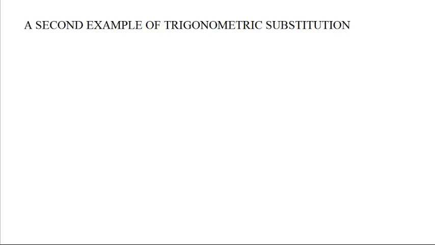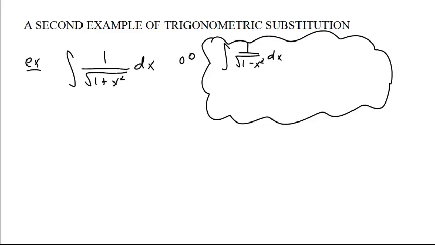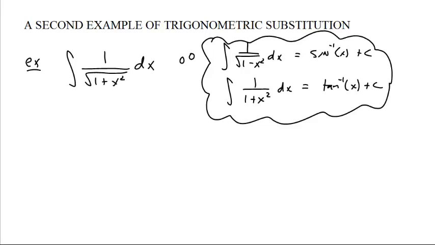Okay, let's look at a second example of trigonometric substitution. Let's say we want to integrate 1 over the square root of 1 plus x squared dx. And this integral is totally thinking, oh man, if I were the integral of 1 over the square root of 1 minus x squared, I'd totally be arc sine. And if I were the integral of 1 over 1 plus x squared, I'd totally be arc tangent.